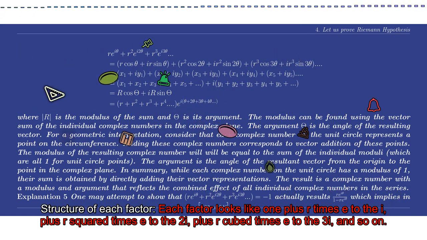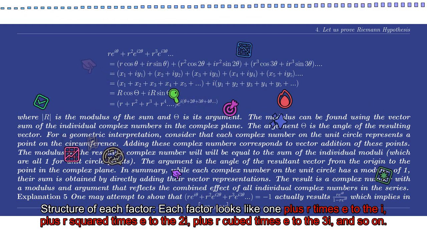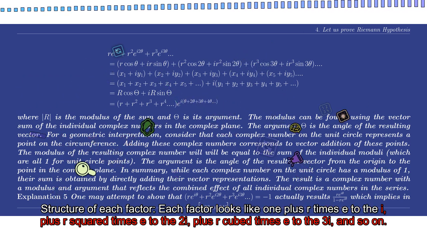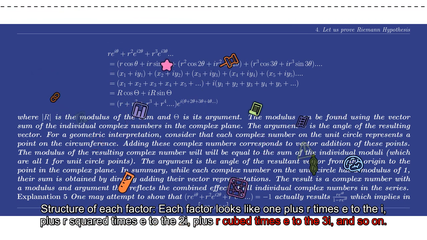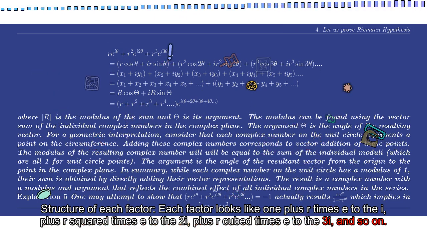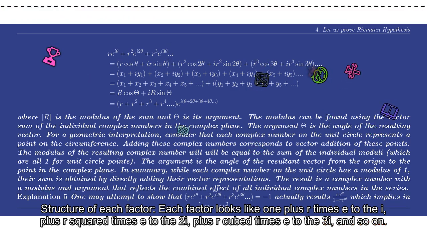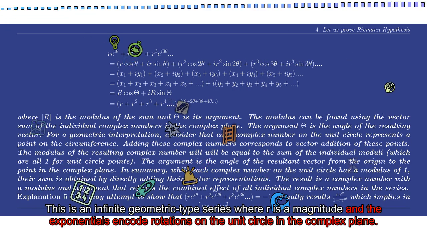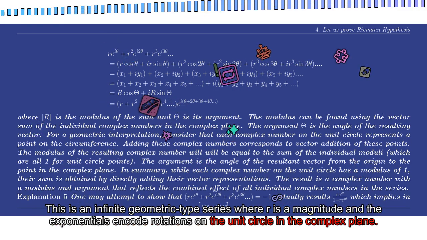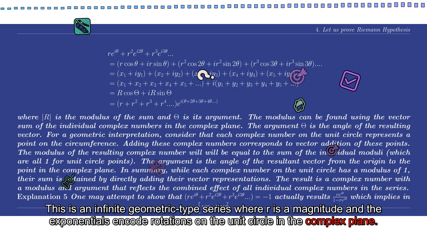Structure of each factor. Each factor looks like 1 plus r times e to the i theta, plus r squared times e to the 2i theta, plus r cubed times e to the 3i theta, and so on. This is an infinite geometric type series where r is a magnitude and the exponentials encode rotations on the unit circle in the complex plane.